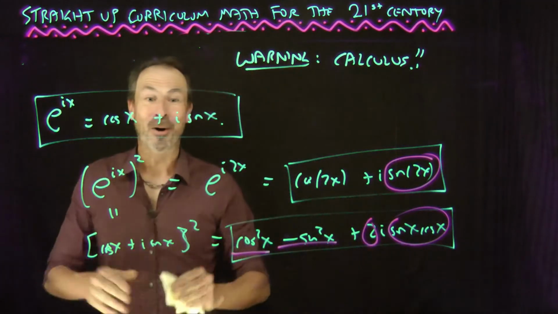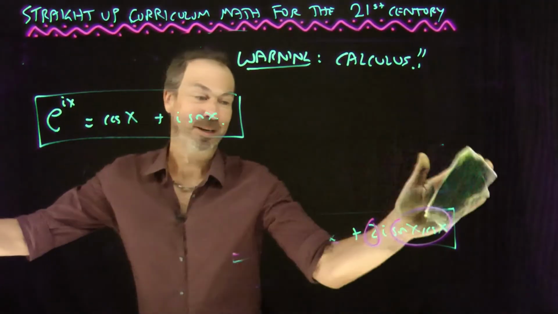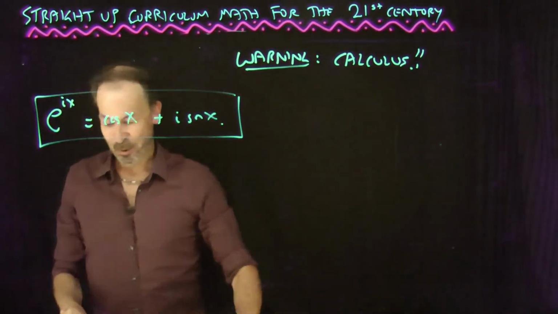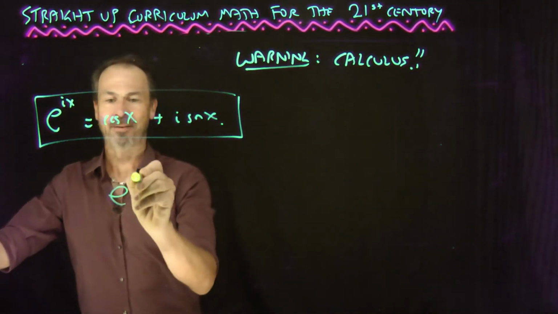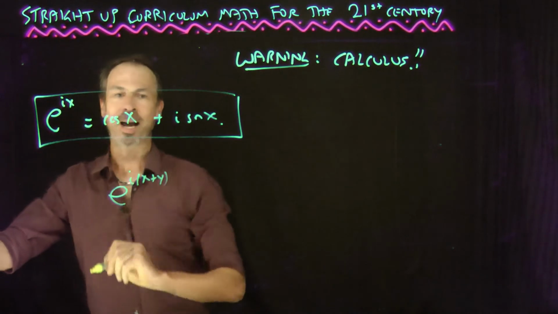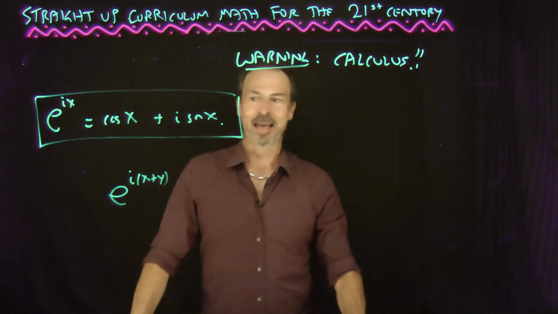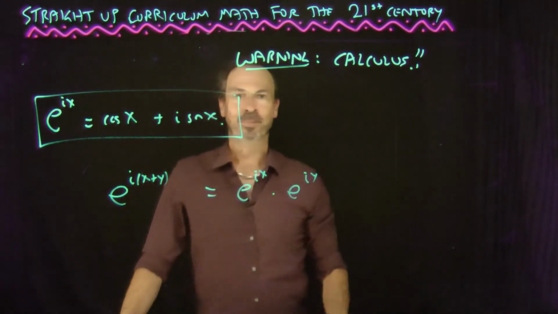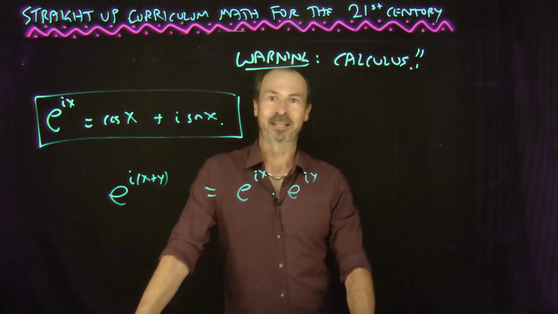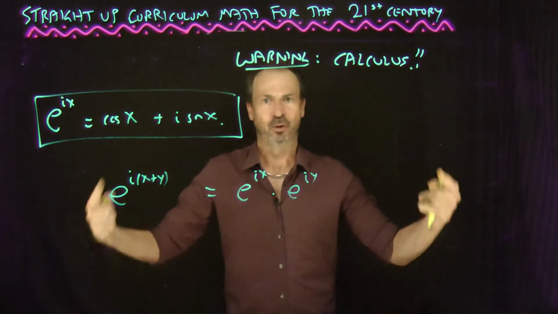Whoa. To get our addition formulas. Suppose I want to play with sine and cosine of x plus y. Well, what do the exponent rules tell me about that? That tells me that's just e to the ix times e to the iy. That's it. That's the exponent rules. Okay, so let's unravel what that means in terms of back to trigonometry.